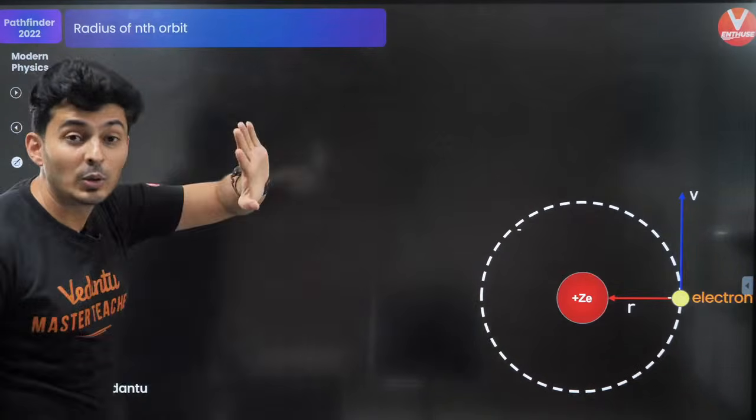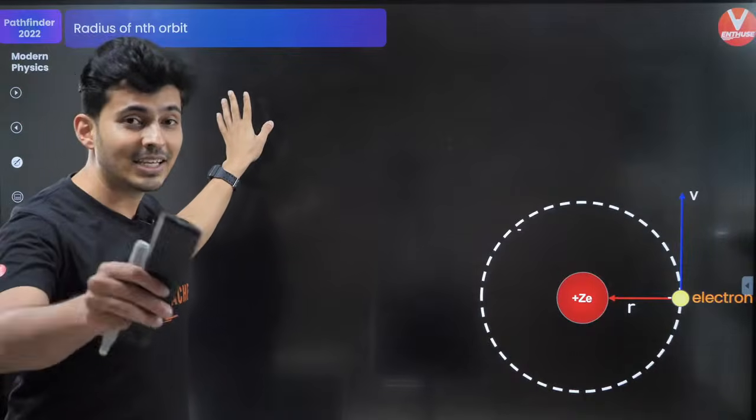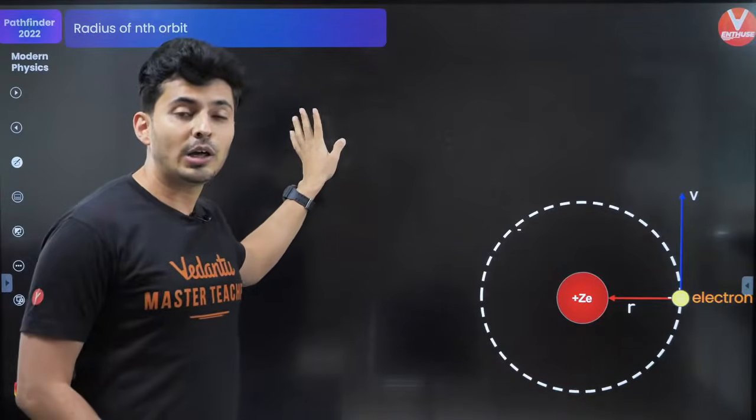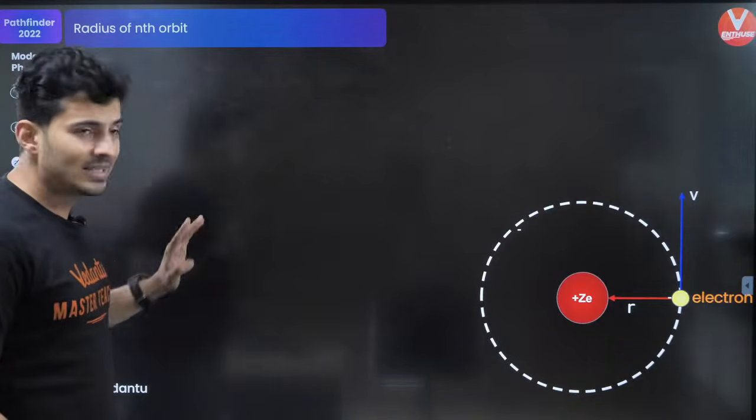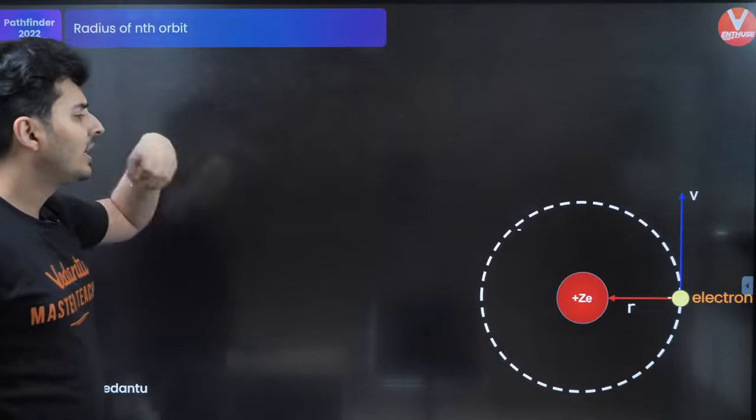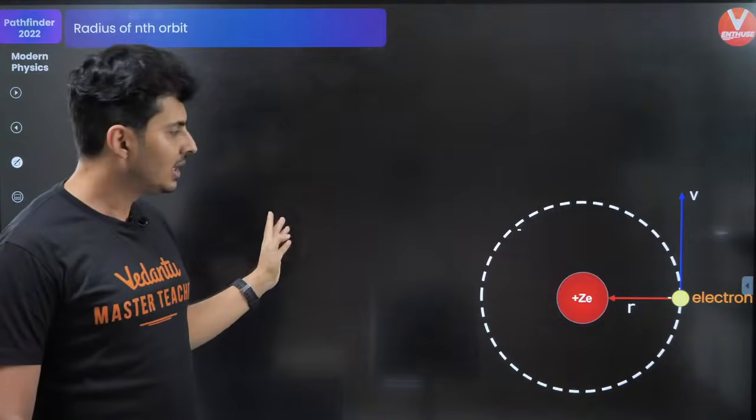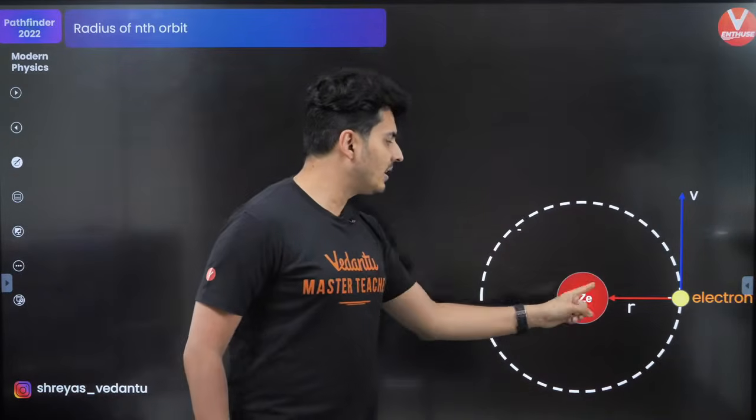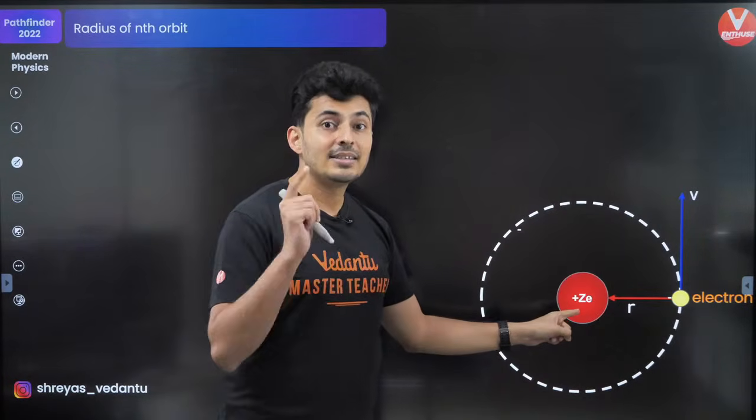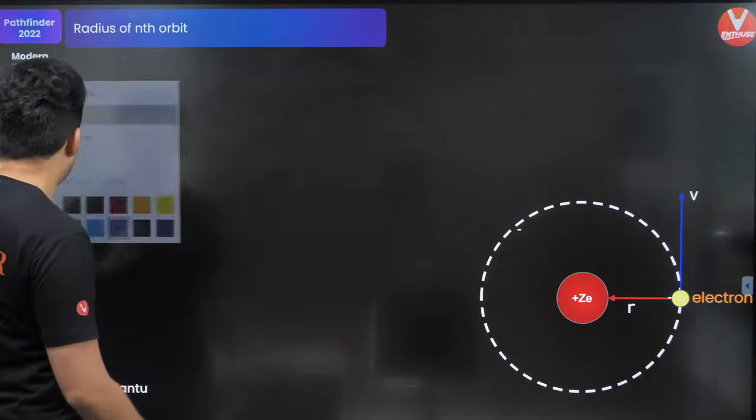Hold on. We need to look at the derivations. Very important from JEE Advanced perspective and higher order problems of JEE Mains. You will see why. Radius of any orbit can be found out using these simple principles. Look at this. This is the central charge. What is Z? Z is the atomic number. So let's put up all these things.